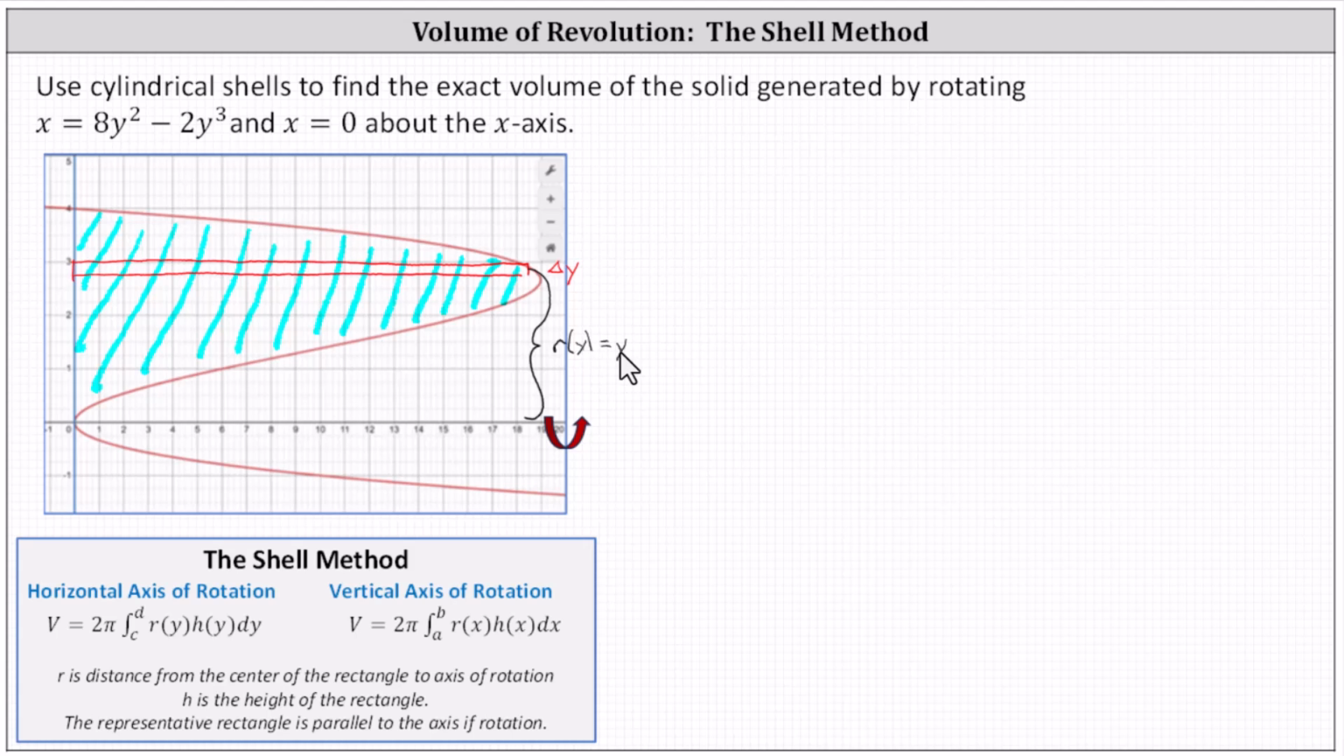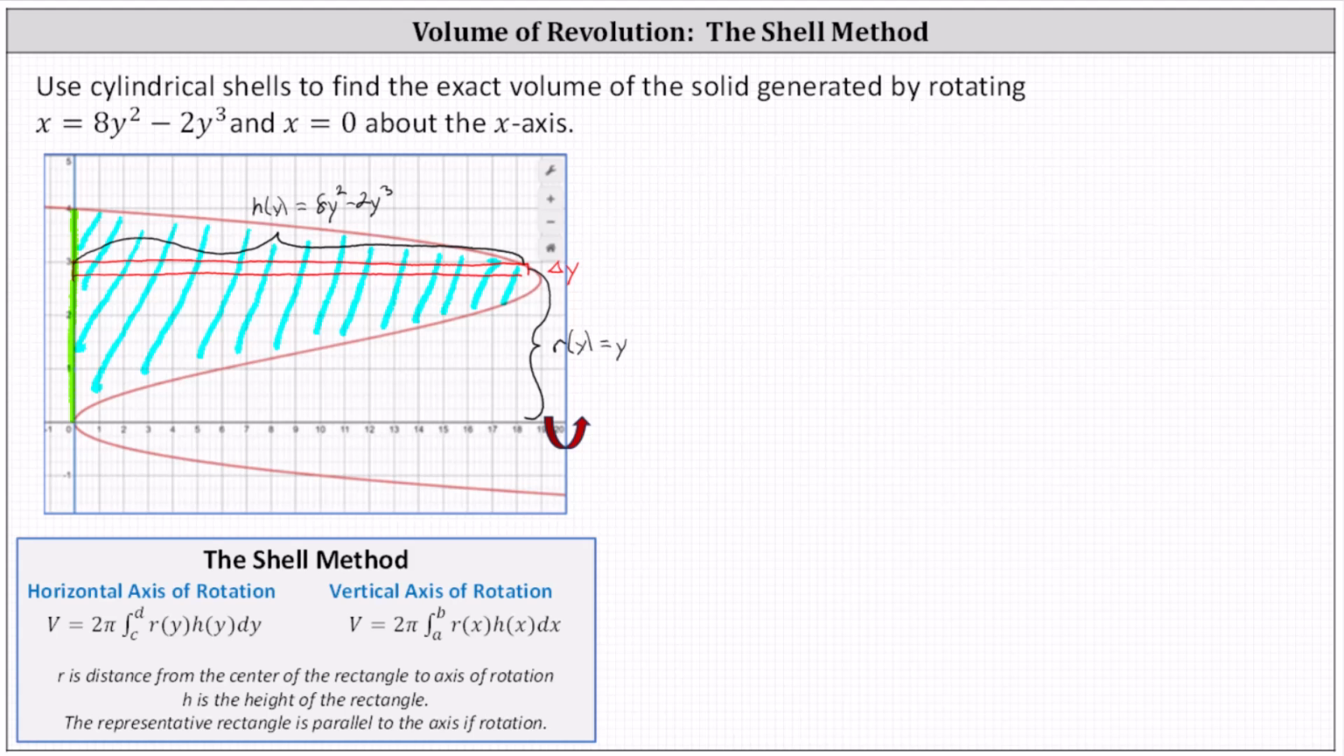And we can think of h of y as the height of the rectangle, which would be this horizontal distance here, which would be the x value from the outer curve minus the x value of the inner curve, which is simply 8y squared minus 2y cubed minus 0. So we know that h of y is 8y squared minus 2y cubed. And because we're integrating with respect to y, the limits of integration will be from y equals 0 to y equals 4. We'll also show how to find these algebraically in just a moment.